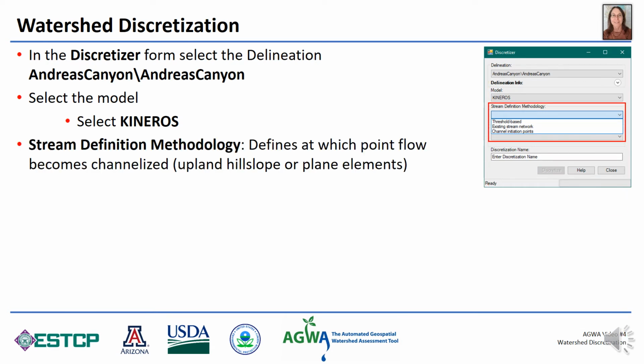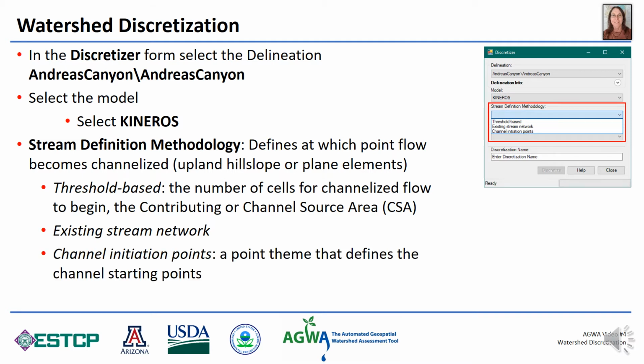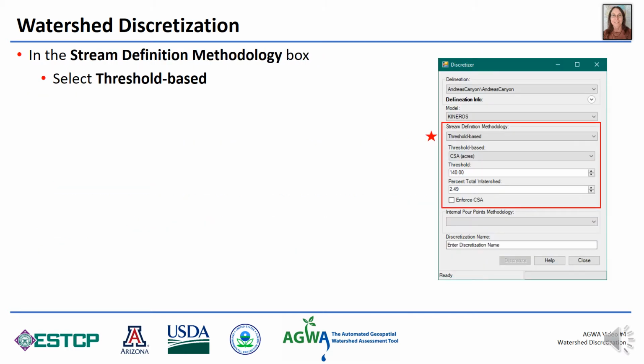Next is the stream definition methodology, which defines at which point flow becomes channelized in the upland hill slope or plane elements. There are three options for defining stream initiation. The first is threshold-based, which is based on the number of cells for channelized flow to begin, known as the contributing or channel source area, the CSA. The existing stream network method allows you to use an existing stream network such as the NHD flow lines. The channel initiation points method uses a point theme that defines the channel starting points. For this tutorial, we'll use the threshold-based methodology. In the Stream Definition Methodology box, select Threshold-Based.